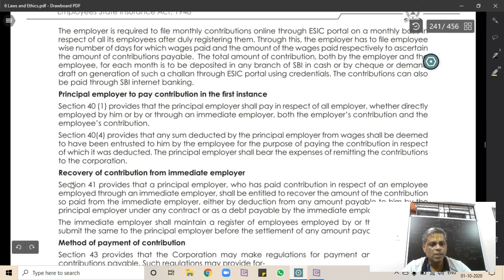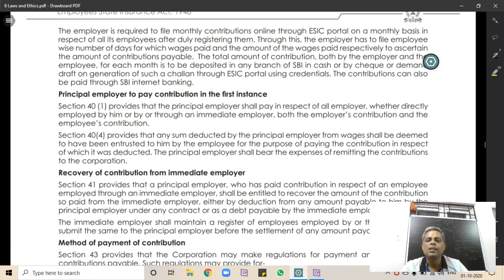However, Section 41 provides that a principal employer who has paid contribution in respect of an employee employed through an immediate employer shall be entitled to recover the amount of the contribution so paid from the immediate employer, right? So the principal employer is paying it on behalf of the immediate employer. So as per Section 41, he can recover the money so paid on behalf of the immediate employer by deducting it from any amount payable to the immediate employer under any contract, or as a debt payable by the immediate employer.